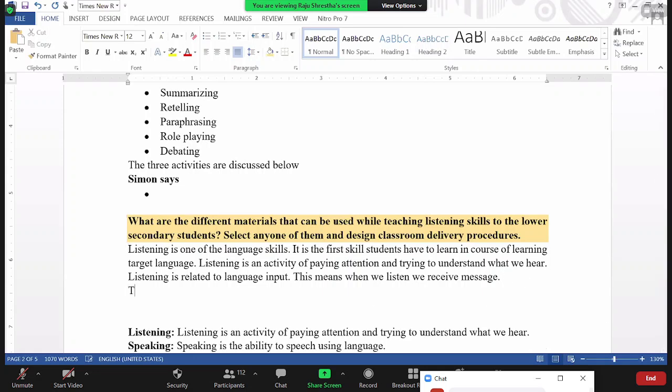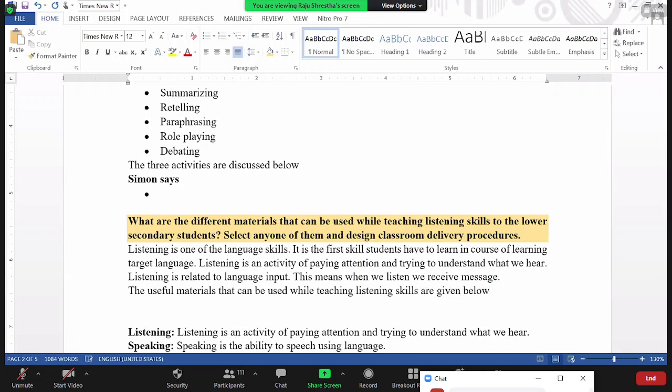You can write, you can prepare, and you can remember. Now go to the materials. The useful materials that can be used while teaching listening skills are given below.